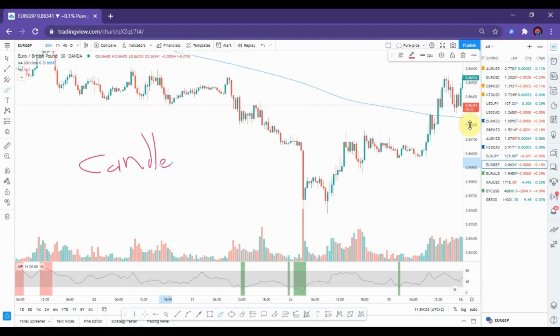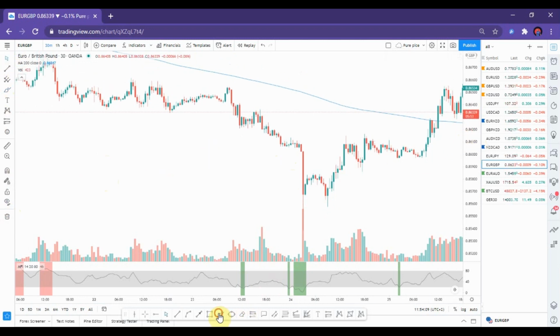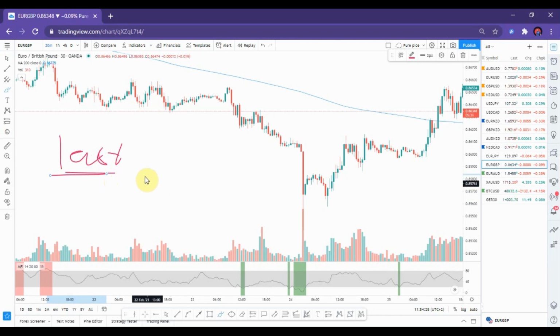So what you need to know as a trader, to tell you the truth, is that candlesticks are the last piece of the puzzle. They complete the puzzle, but they are the last piece. They are not the main thing. They are not the primary thing. Why? Because the entire chart is made of candlesticks.